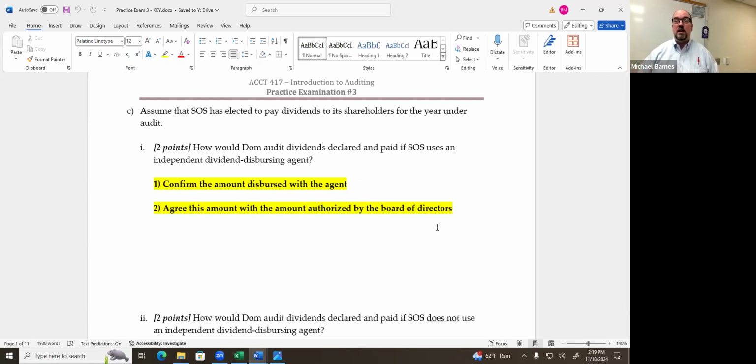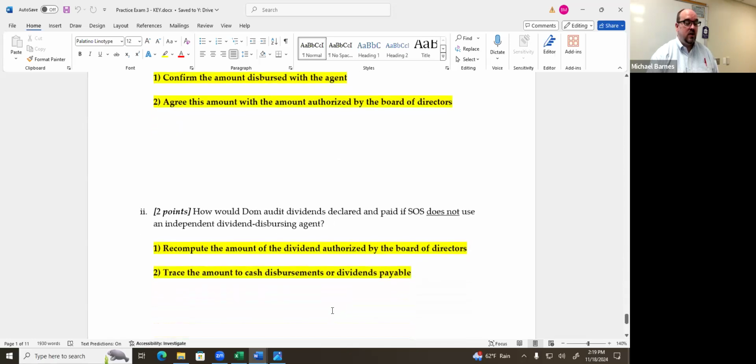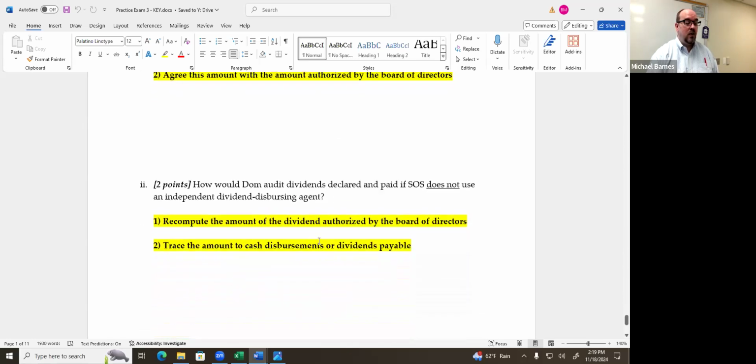Now, would we use the same procedures if our client was the one who dispersed the dividends, if they didn't include a dividend dispersing agent? I hate saying that because it's so hard to say. The answer is no, we would have different procedures. We would recompute the amount of dividend authorized by the board of directors, so a recomputation, which is a VAA test, and we would trace the amount of the cash disbursement to the dividend payable to make sure something got properly recorded, because we want to make sure it's complete, okay?